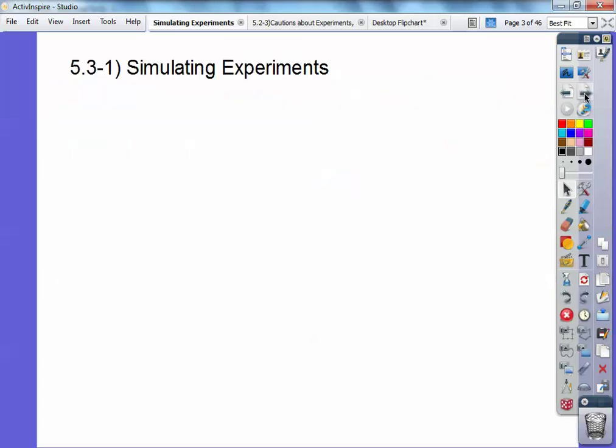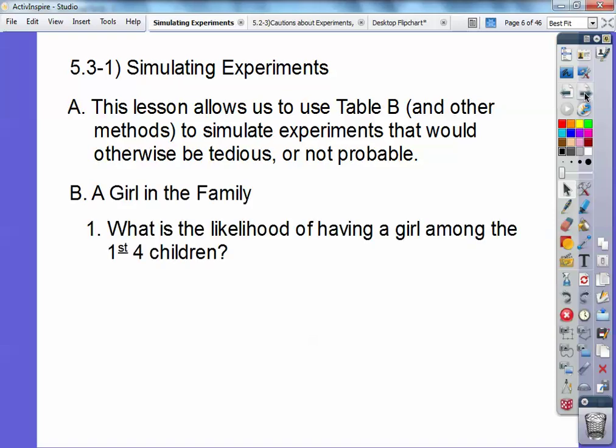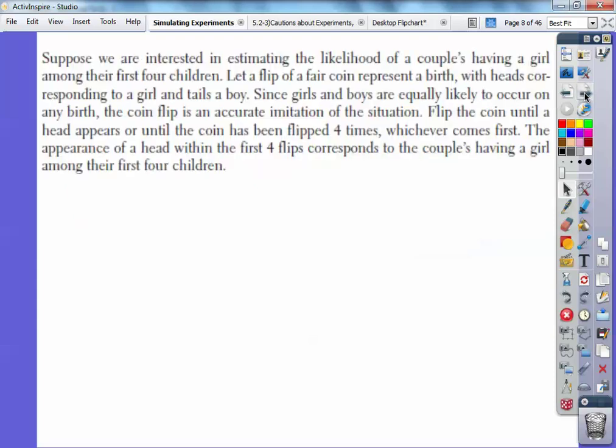Okay, simulating experiments. This lesson is going to allow us to use Table B and other methods to simulate experiments that would otherwise be tedious or not probable. So here's a girl in the family, and we're going to do a couple examples off this. What is the likelihood of having a girl among the first 4 children? This is example 520 on page 309.